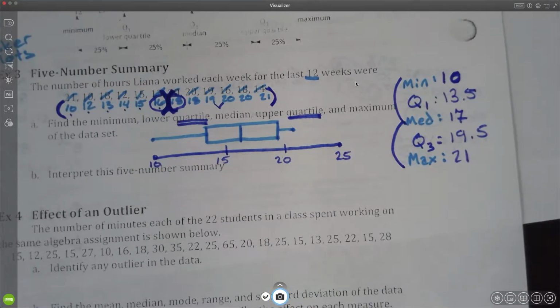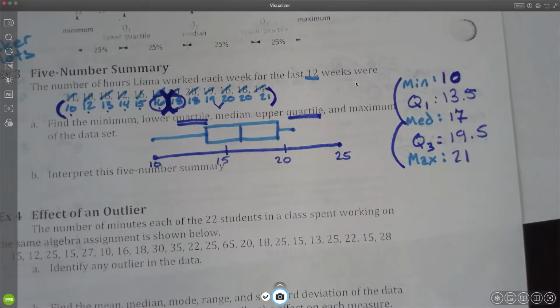Now, what conclusions can you draw from that box and whisker? What can you draw? It makes a box and it makes a whisker. We're talking about spread of data. How spread apart things are.